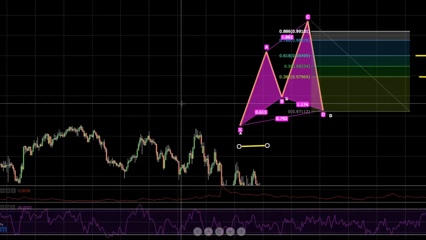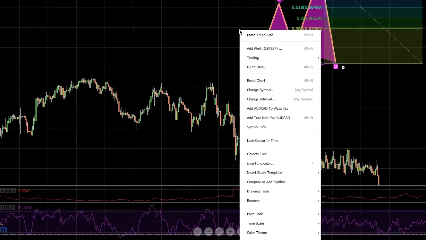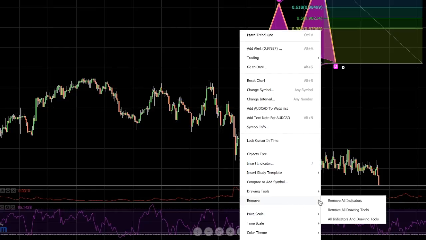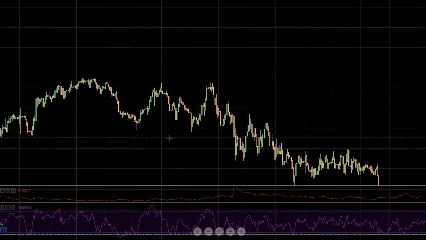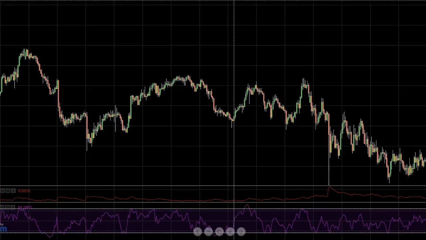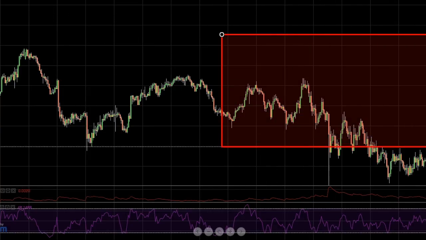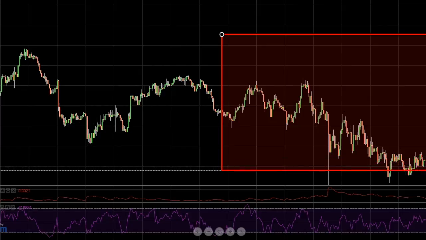Right, so let's just head down to the chart. Let's take a look at an example. Let me just clear up this chart right here so we can see more clearly. So here we have a Cypher pattern. Can you see it? Somewhere in here. Can you see it?